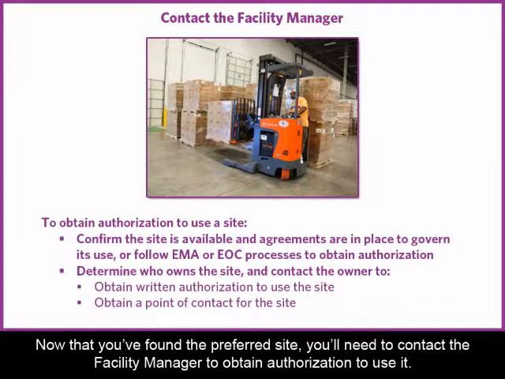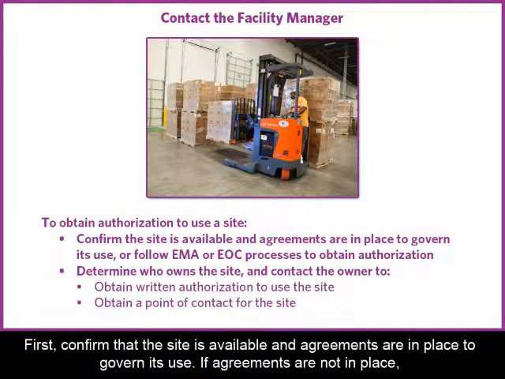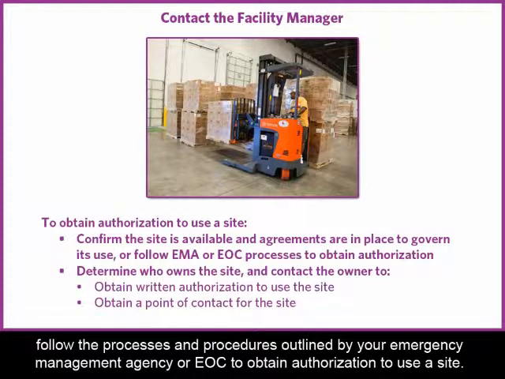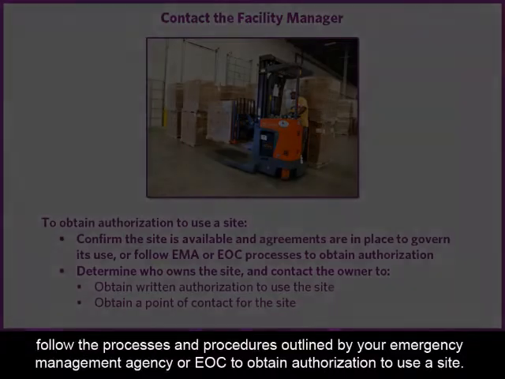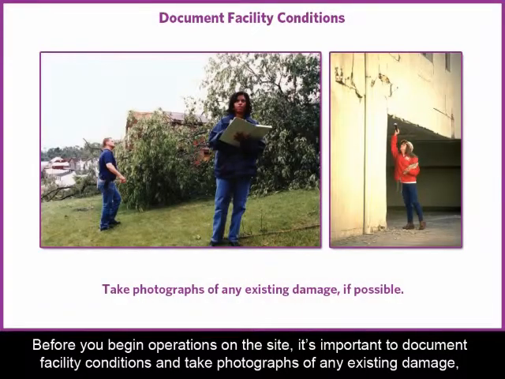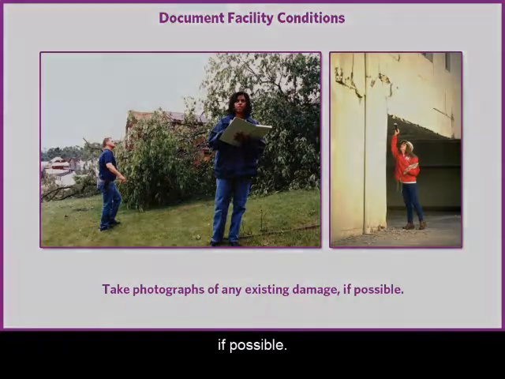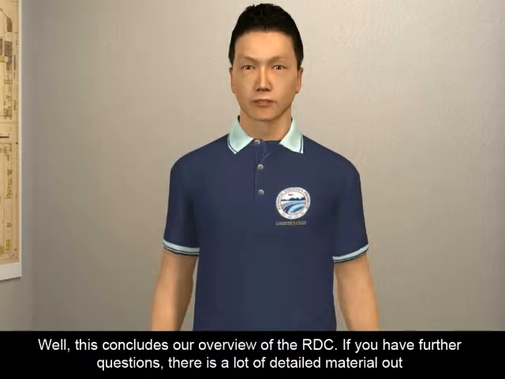Now that you've found the preferred site, you'll need to contact the facility manager to obtain authorization to use it. First, confirm that the site is available and agreements are in place to govern its use. If agreements are not in place, follow the processes and procedures outlined by your Emergency Management Agency or EOC to obtain authorization to use the site. Before you begin operations on the site, it's important to document facility conditions and take photographs of any existing damage if possible. Well, this concludes our overview of the RDC.